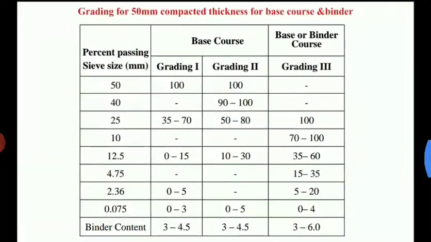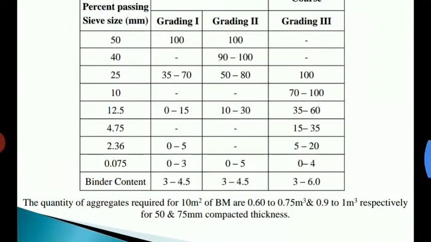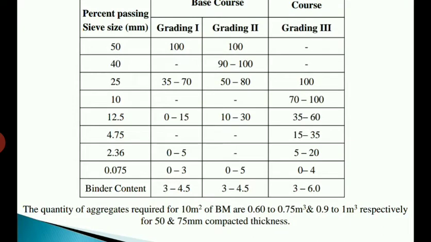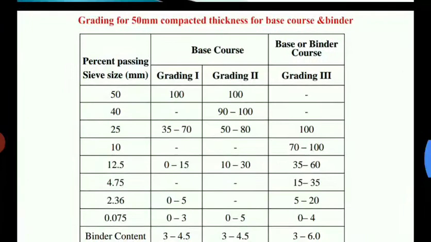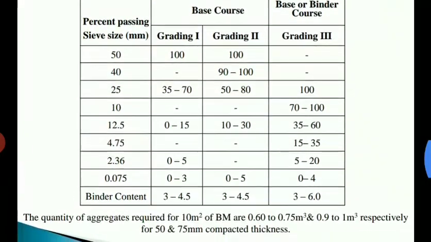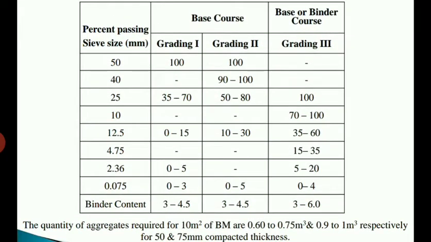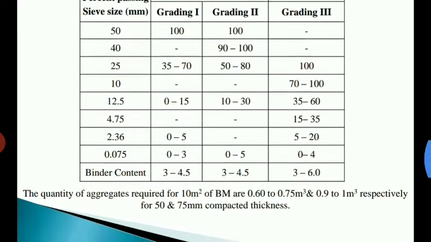So the aggregates again, we need to start from 50 ISF till 75 micron, right? So again, the aggregate should satisfy this grading table. And here, the quantity of the aggregates which are required for 10 meter square of bending materials are 0.6 to 0.75 meter cube and 0.9 to 1 meter cube respectively.